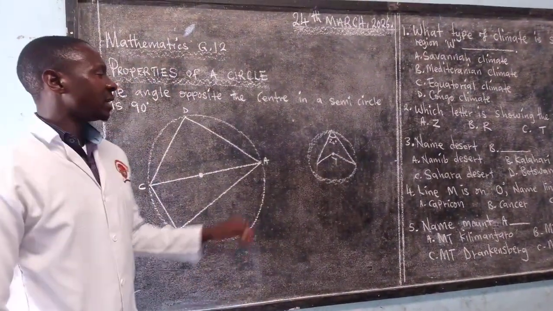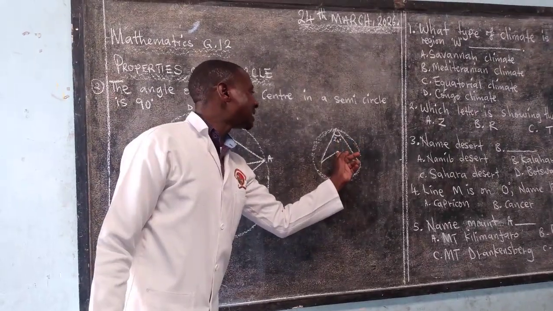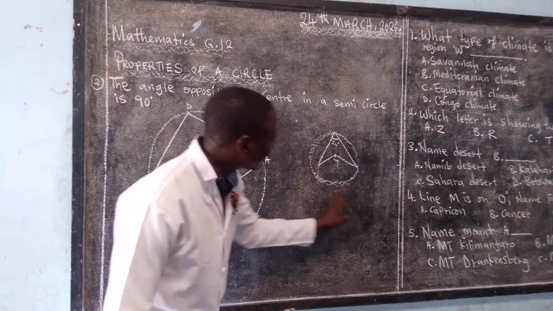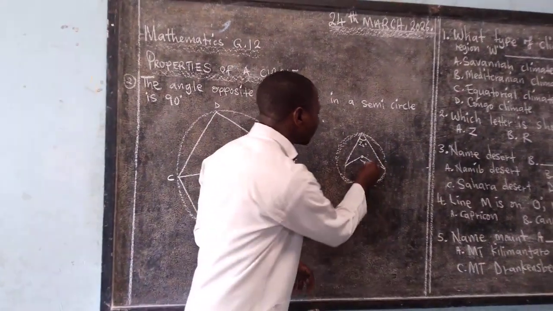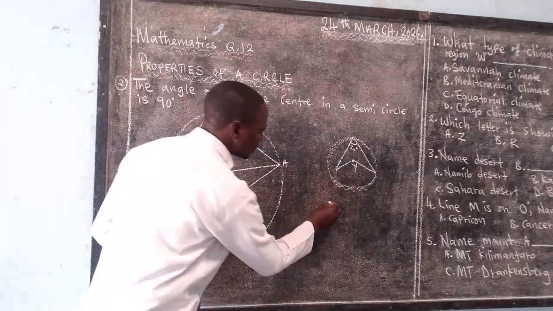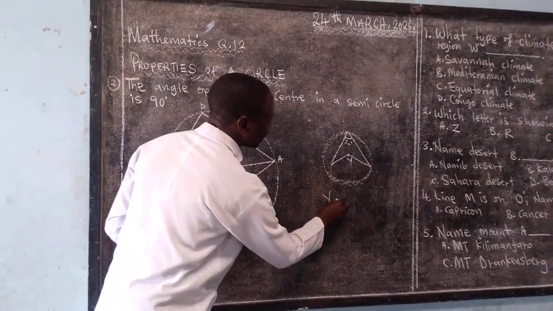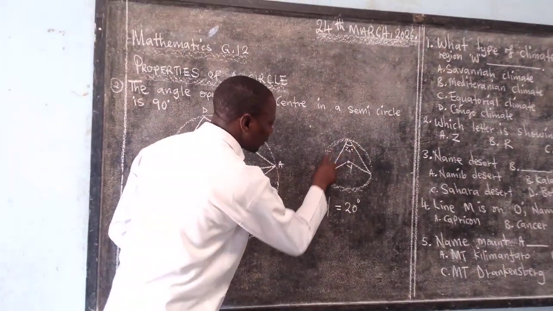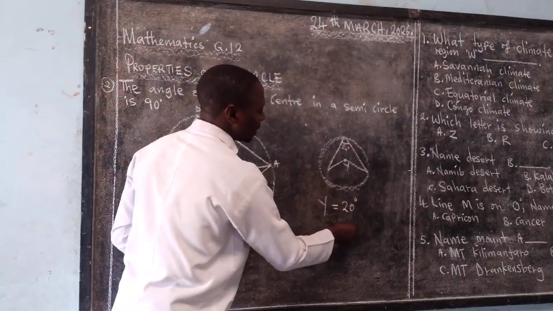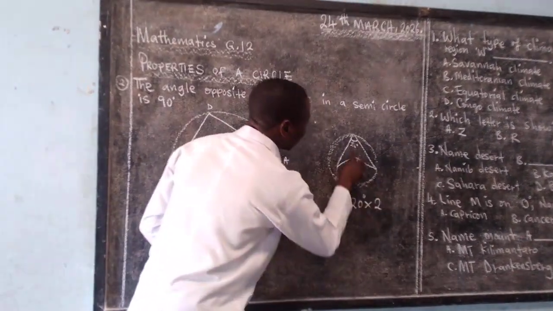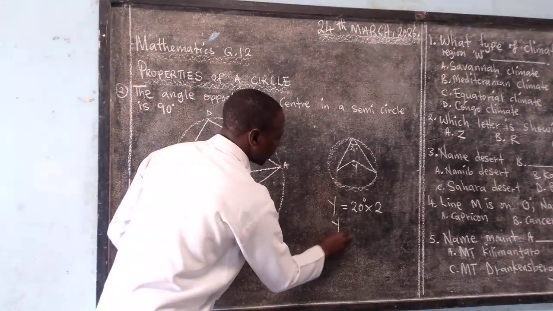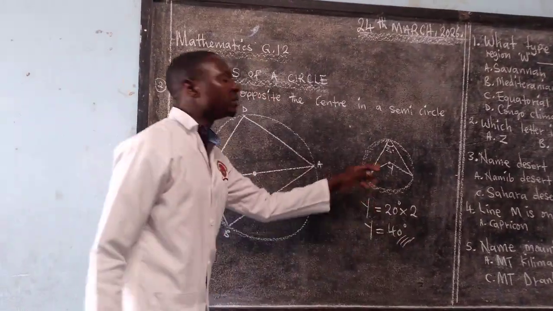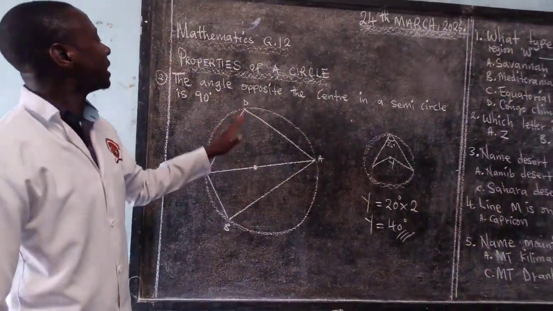The rule says the angle at the circumference is twice the angle at the center. Which means, if you want to find Y, just say Y is equal to 20. The angle at the circumference, this angle here, 20, is twice. Then you multiply 20 times 2, the answer will be 40 degrees. Then you have found angle Y. That is property number 1.